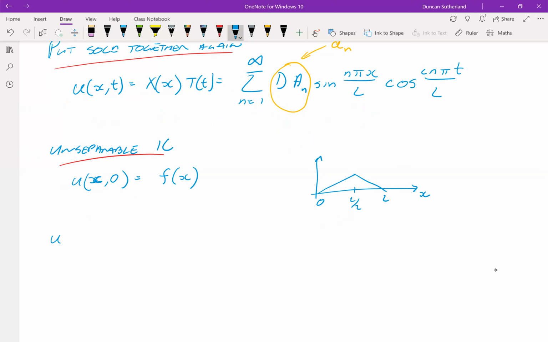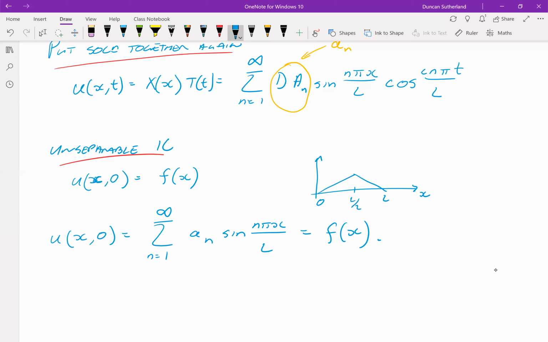So we can go u of x, naught, plug in naught here. That's equal to the sum from n equals 1 to infinity, little a n. This cosine term just becomes 1 because t is 0. So we're left with sine n pi x over L equals f of x. Now, that's great. It's not very helpful because we want to find these a n's.